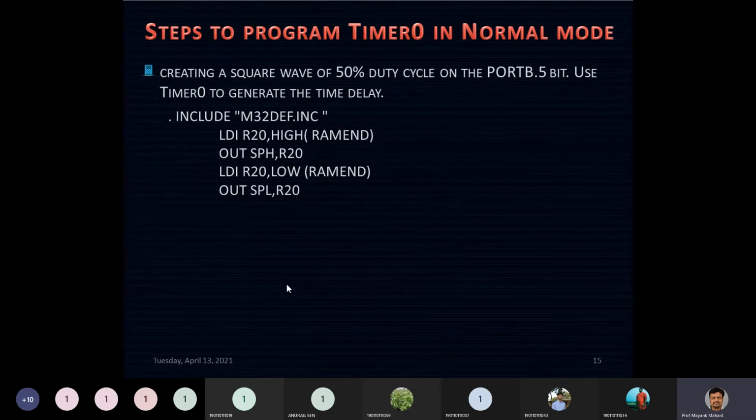Okay, 42. Can you tell me what is the value that is stored in the stack pointer when I reset my microcontroller? Sir, 1. Okay, very nice.